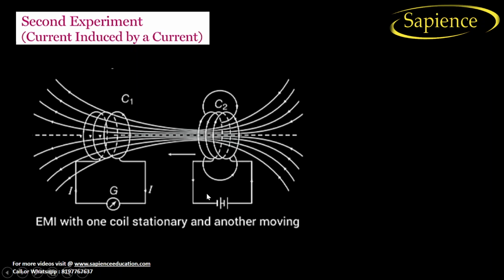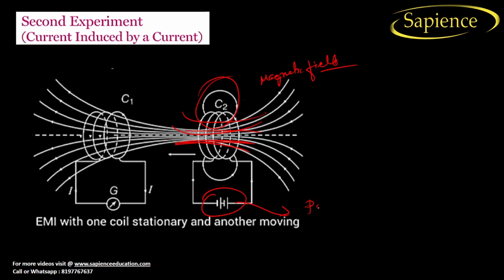Now this is your second experiment, EMI with one coil stationary and another coil moving. See here, as we know, this is a coil, and it is creating a magnetic field like this, right? Now what happened? It is given a power source, due to which it will create a magnetic field.